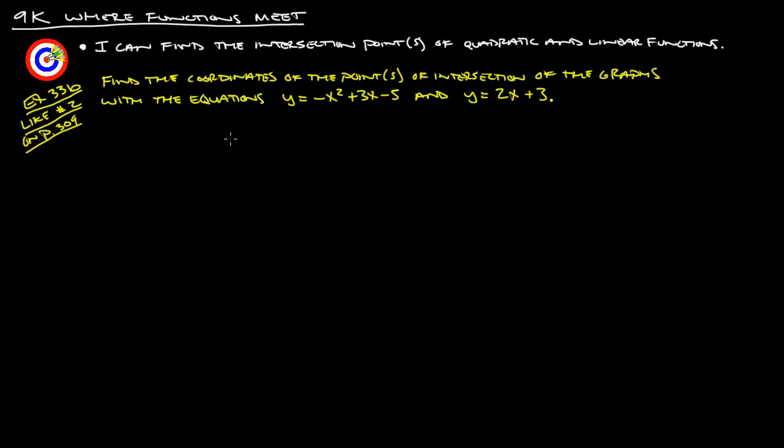You'll notice in the directions it says use a graphing calculator to figure that out. So here's what we're going to start with. Let's do negative x squared, just like what we did before. We're going to set the two equations equal to each other.